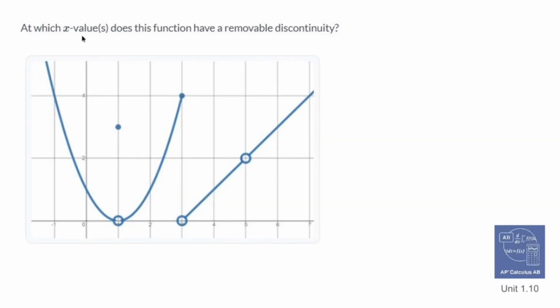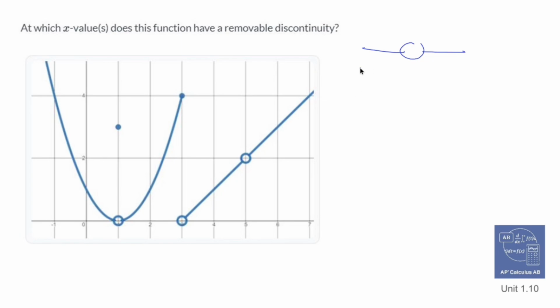At which x values does this function have removable discontinuity? Removable discontinuity is a point in the graph where the limit exists, but the function is not continuous. So the graph has a hole or a break, but the limit exists. Now that happens at holes.